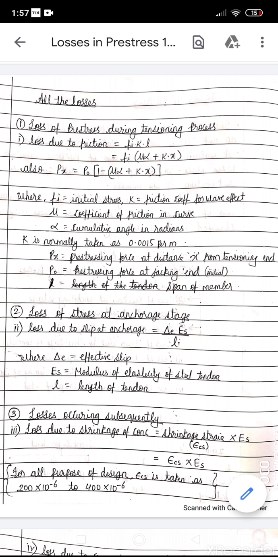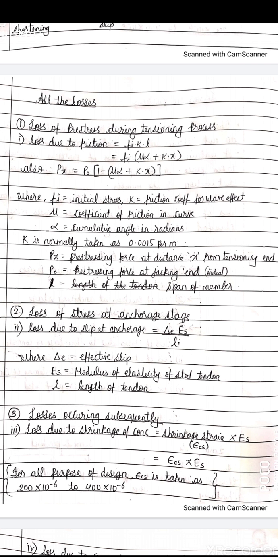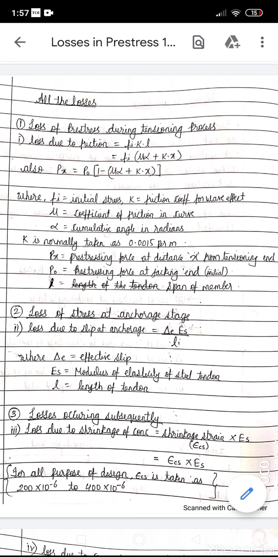Remember, whenever we are talking about loss due to friction, we have two coefficients here. This loss is divided into two types: loss due to the length effect and loss due to the curvature effect. So this k is the frictional coefficient for the length effect. The length effect is also called the wave effect, and this mu is the coefficient for the curvature effect. I hope you understood why there are two coefficients for loss due to friction: one is for the length effect and one is for the curvature effect. And alpha is the cumulative angle in radians when we draw a tangent to the curve. That is your angle alpha, and k is normally taken as 0.0015 per meter.